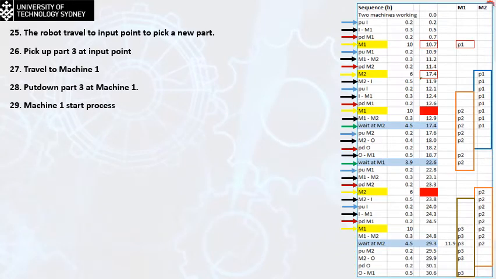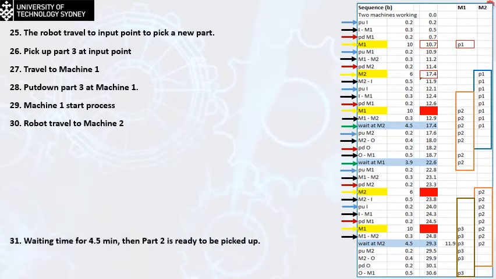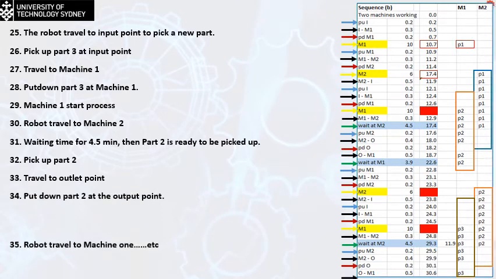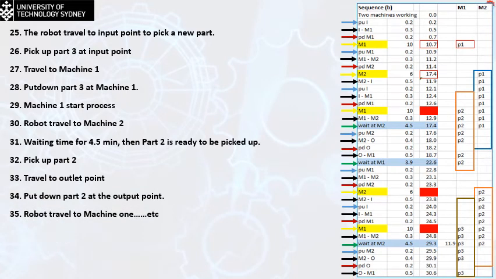Now we are going to redo the same sequence back to machine number 2, waiting time for 4.5 minutes. Pick it up when it's finished and travel to the output point, put it down, and go back to machine number 1 to continue the process. And then we can continue the process for multiple parts as we like to.